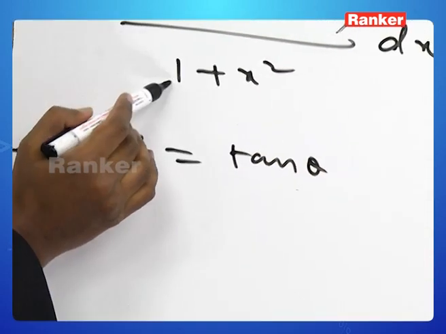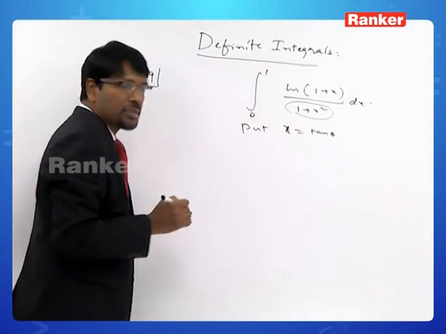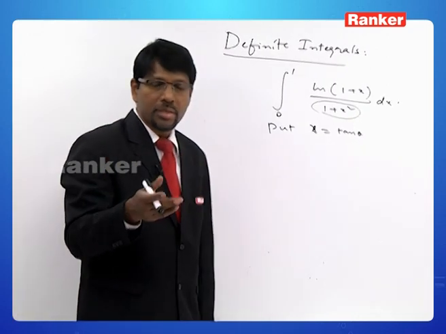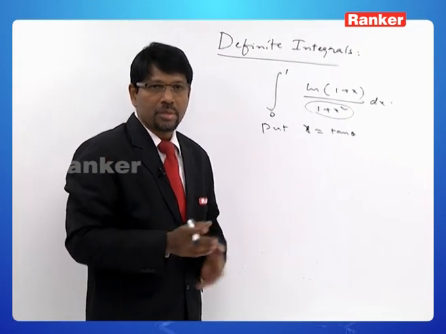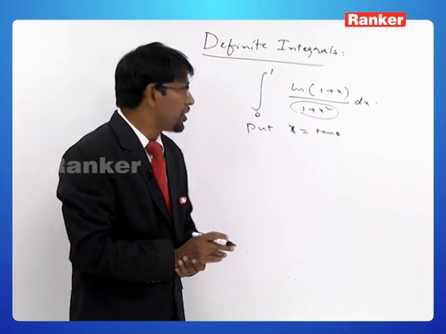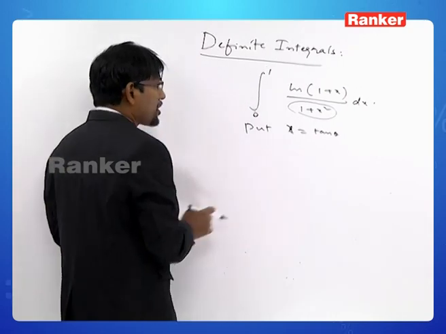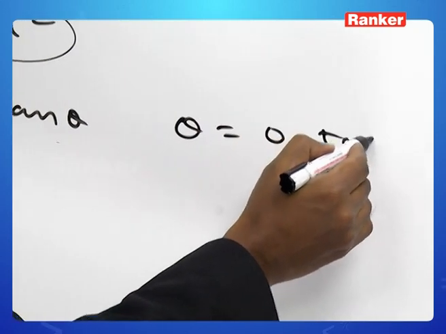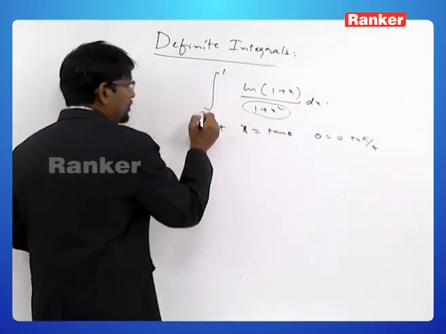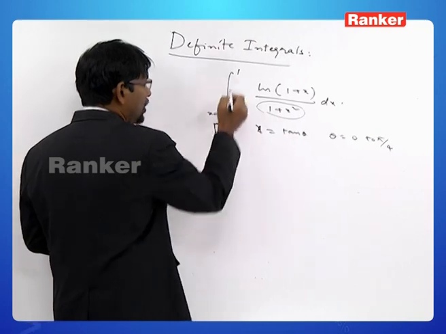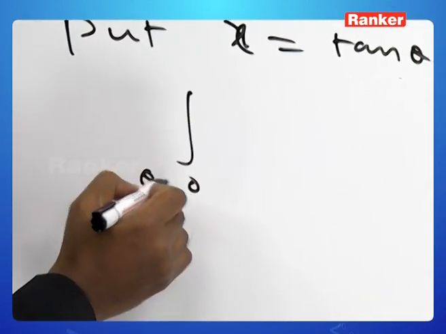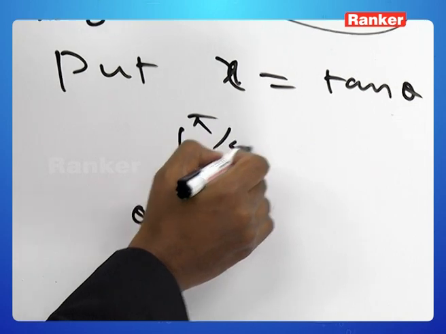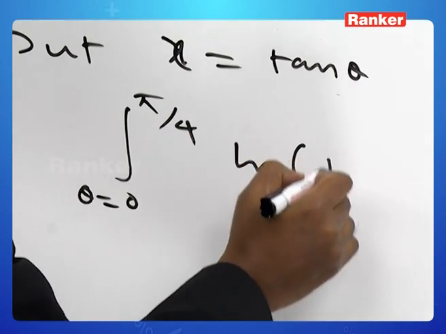So whenever you come across an expression 1 plus x square in the integrand, the general substitution that is suggested is putting x equal to tan theta. So what if I put x is tan theta? Theta will be ranging from 0 to pi by 4, because x is ranging from 0 to 1. So we'll have the integral from theta ranging from 0 to pi by 4, and we get ln of (1 plus tan theta) here.